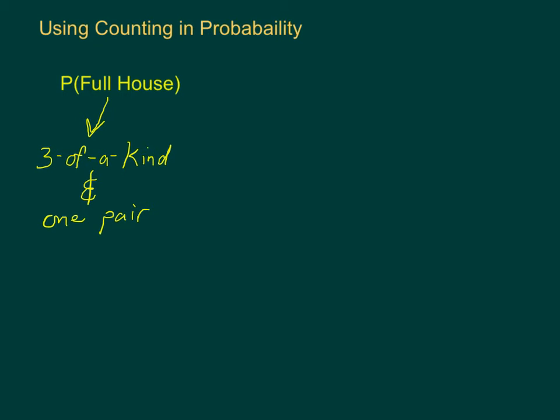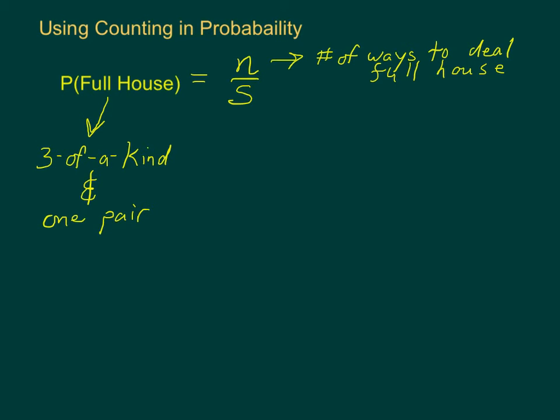So when we're talking about the probability of a full house, we're looking at N over S, according to the book's notation, where N is the number of ways to be dealt a full house, and S is the number of 5-card poker hands. So let's focus first on the number of 5-card poker hands, or the size of the sample space.